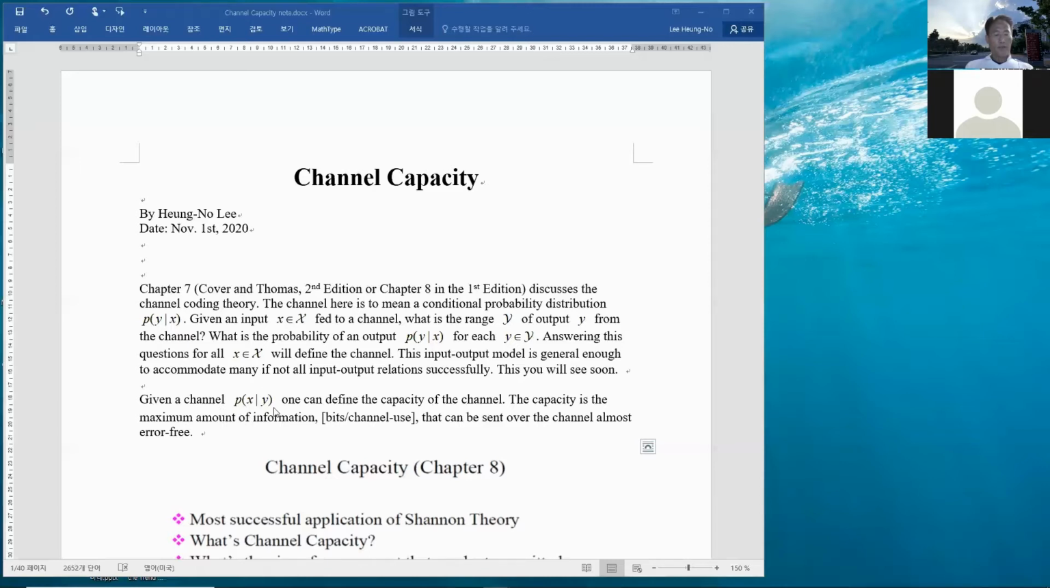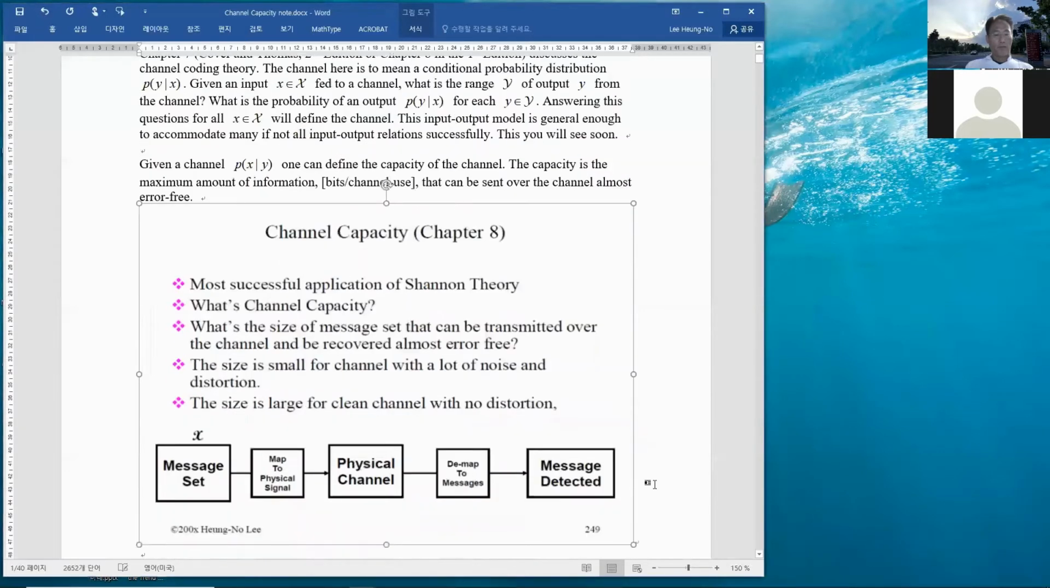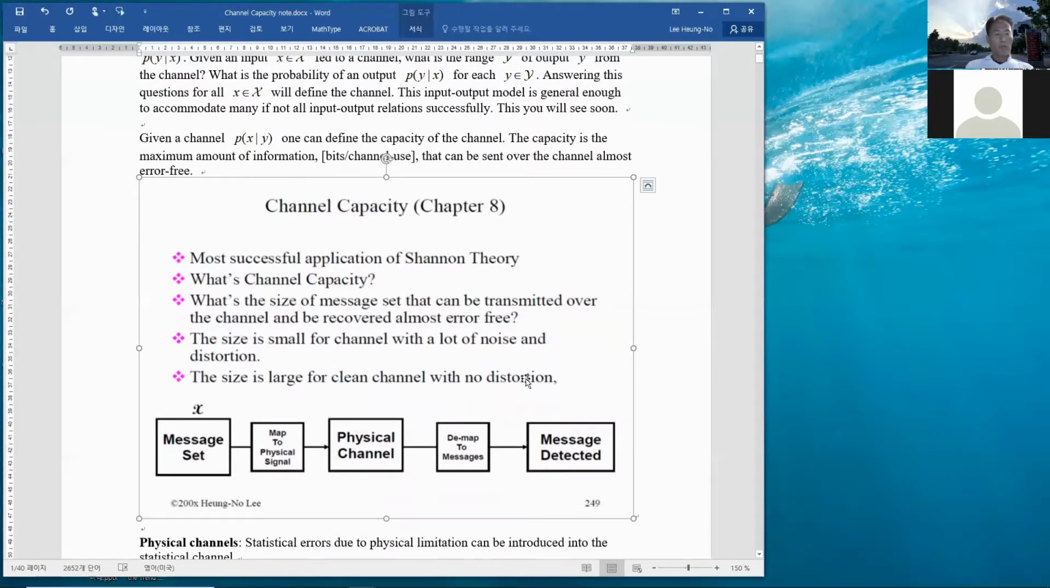Given a channel, one can define the capacity of the channel. The capacity is the maximum amount of information per channel use that can be sent over the channel almost error-free. This you will see in my notes on channel capacity. This is the most successful application of Shannon theory. Basically, the size of the message set that can be transmitted over the channel and be recovered almost error-free defines the channel capacity.